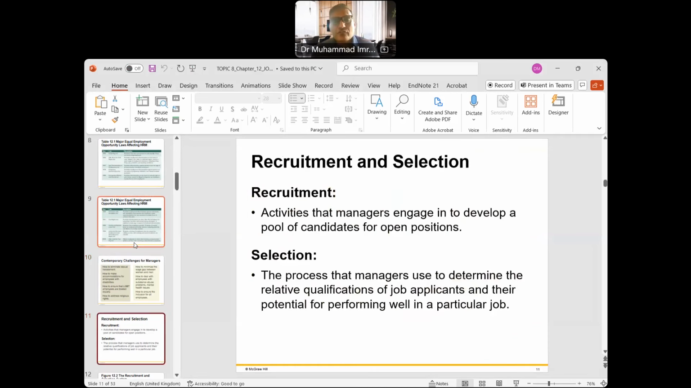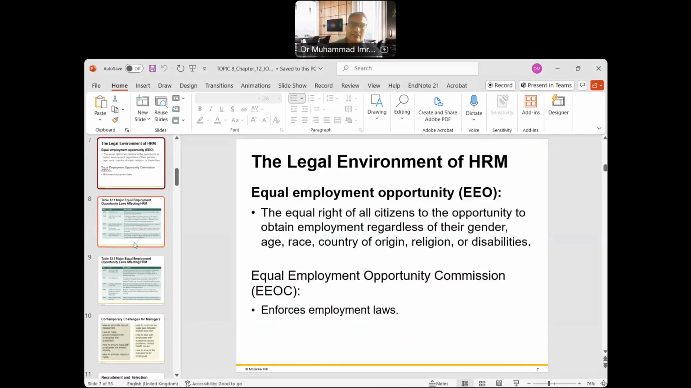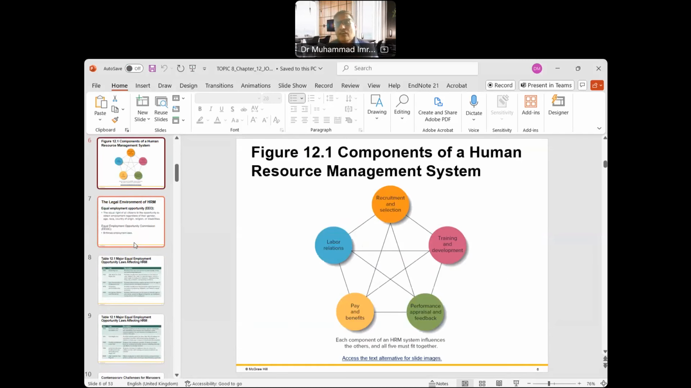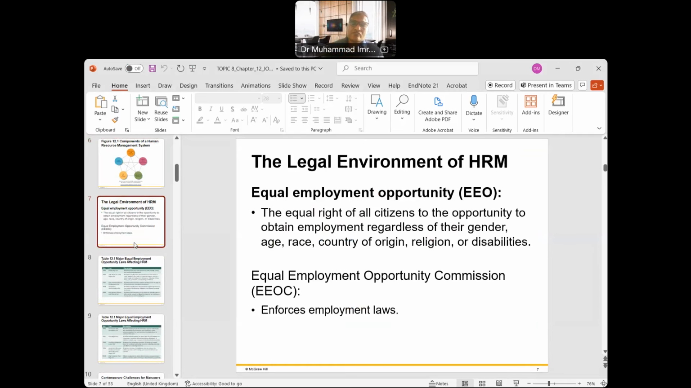So let's move to the first components of HRM. Here, I'm going to repeat again. See here, these are the basic 5 components of HRM. Now we are going to discuss them one by one. The first one is recruitment and selection.